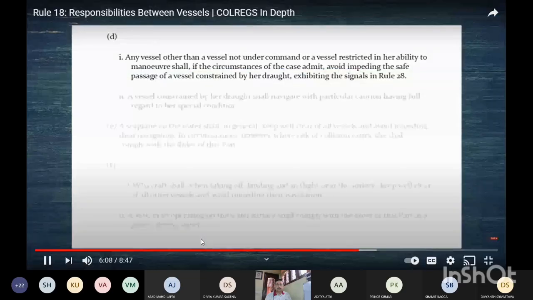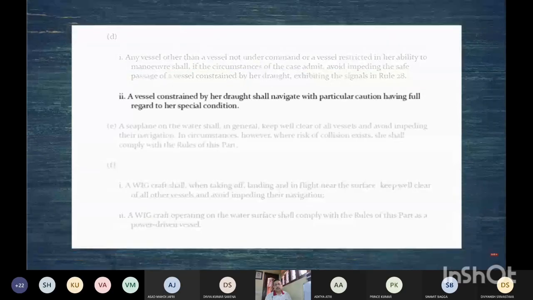The second part of Part D, of course, clarifies this a little bit, saying vessel constrained by a draft shall navigate with particular caution, having full regard to a special condition. Of course, that special condition being she cannot deviate from the course, so her only option is to slow right down. She's got to be able to do that in an instant.